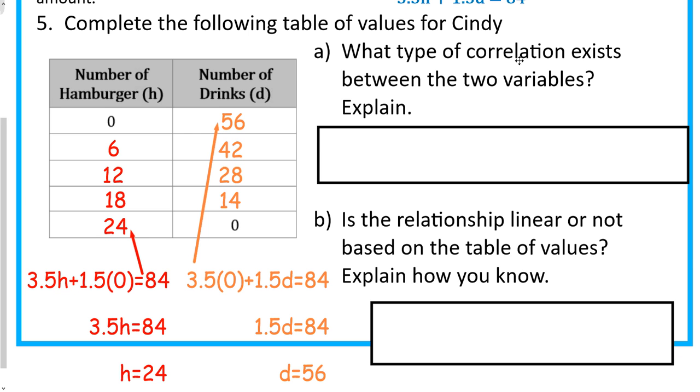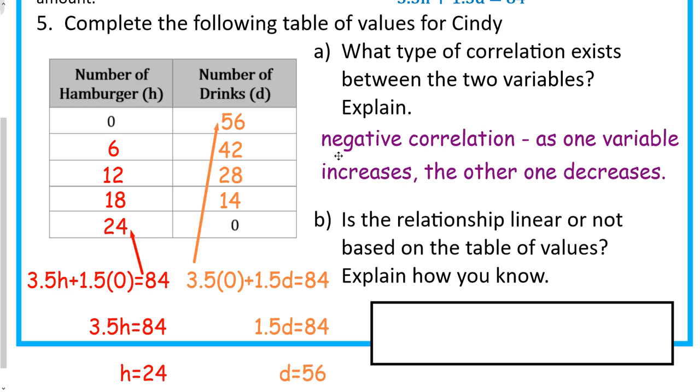What type of correlation exists between the 2 variables? Well, notice how as the number of hamburgers increases, what is happening to the number of drinks, right? Those values are decreasing. The more hamburgers you buy, the less drinks you can buy. So that means it's a negative correlation. As one thing is increasing, the other one is decreasing would be negative.